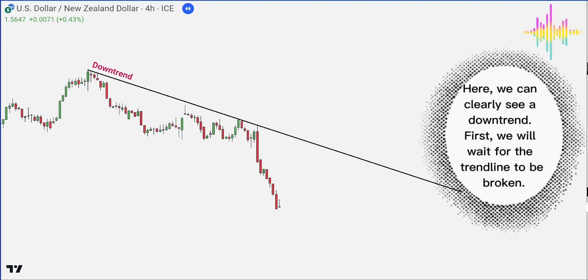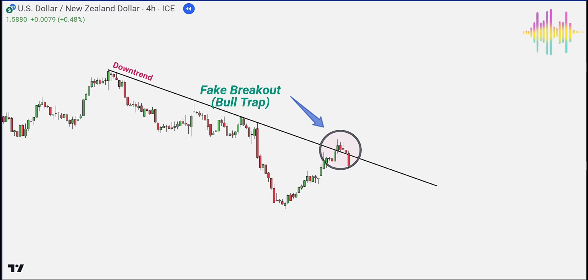Here, we can clearly see a downtrend. First, we will wait for the trend line to be broken. While the price was moving downwards, the buyer group attempted to set a trap by placing a trend line. Novice traders often assume that the trend has been broken in such situations and rush to open long positions to avoid missing out on the rise.